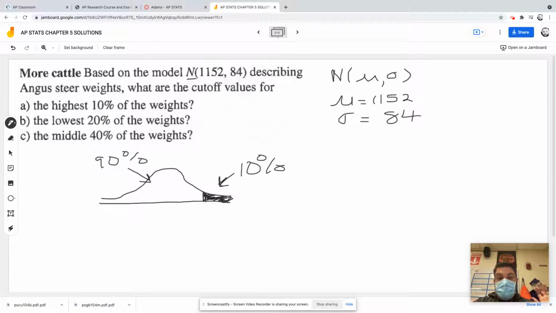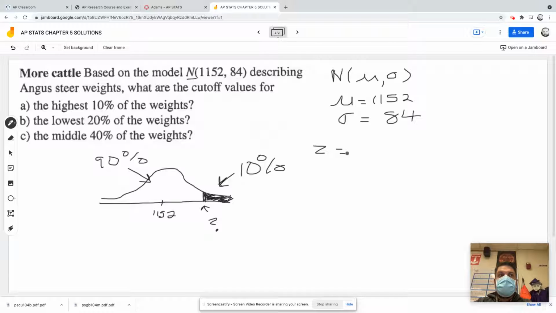Anyways, so then the mean right here, this represents the value of 1152. And we're curious about this value here. Well, in other words, what is the cutoff mark for the highest 10%? So the first thing to do is to normalize this. So we're going to find the z-score.